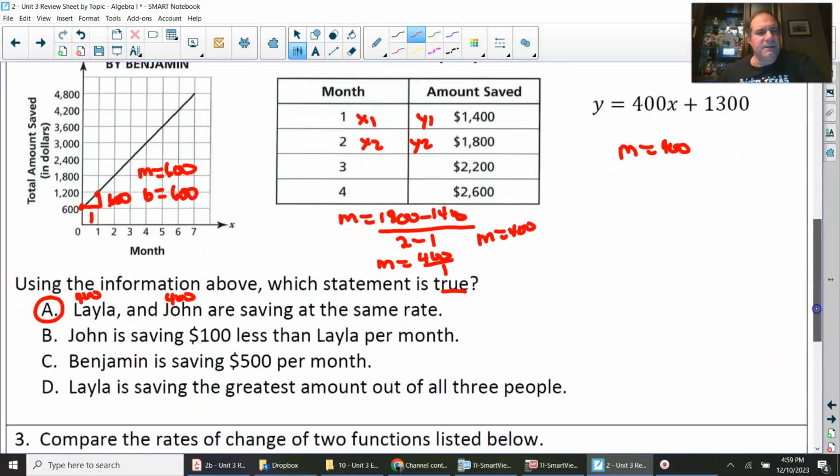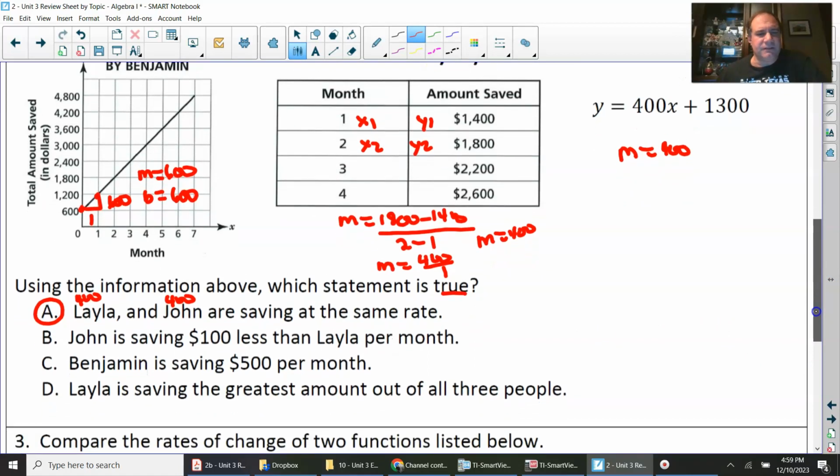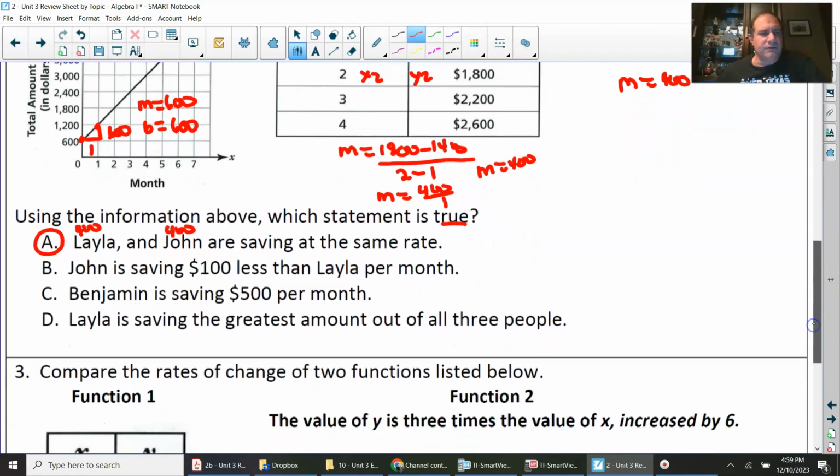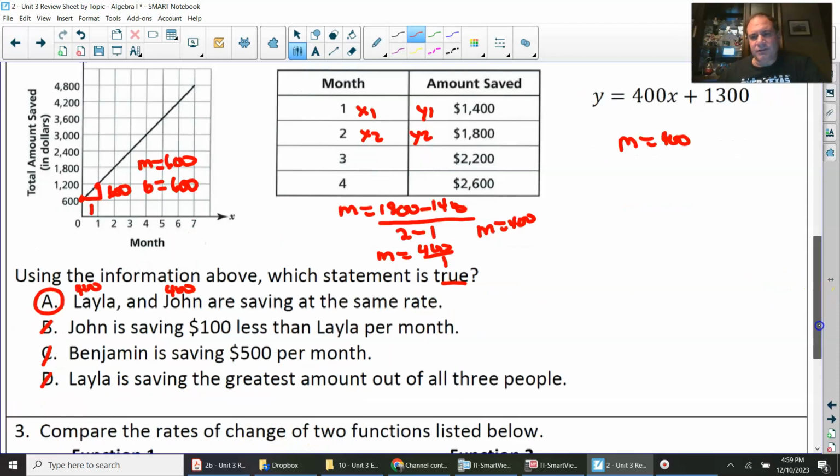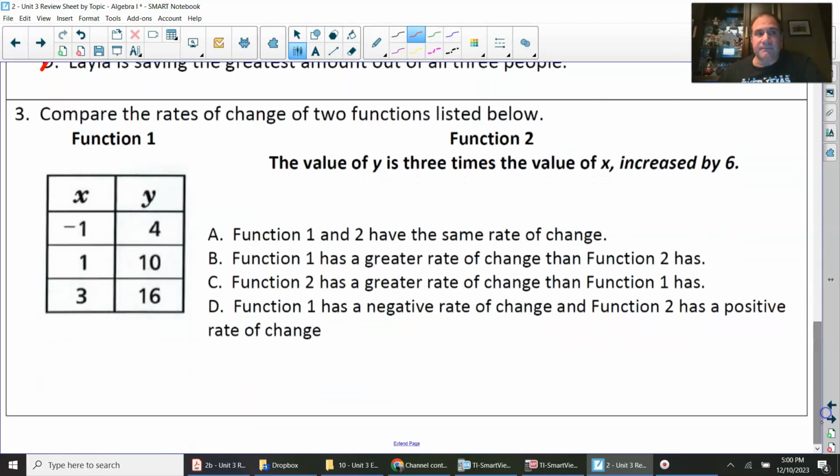All right. Benjamin is saving 500 a month. No, he's saving 600 a month. So that's false. John is saving 100 less than Layla. No, they're saving the same. Layla is saving the greatest amount. No, she's not. Benjamin is. Congratulations to Benjamin. All right, compare the rates of change of the two functions.